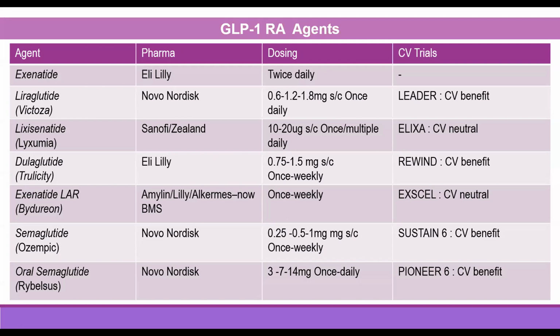We have a lot of GLP-1 receptor agonist agents available, and if you look into all these agents, all of them are actually quite safe in cardiovascular background. All of them are not available in our country. We have liraglutide, we have lixisenatide, we have dulaglutide. So we have to choose between these three as far as this particular patient is concerned.